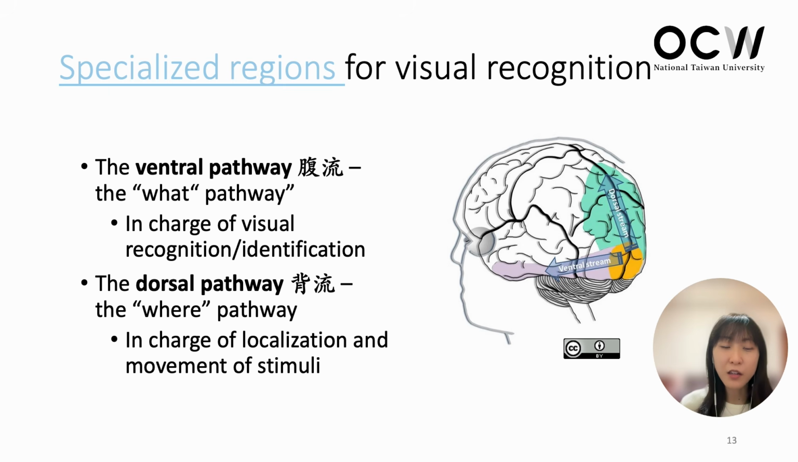This is a closer look at the specialized regions. The ventral pathway is the what pathway, in charge of recognizing things. The dorsal pathway is the where pathway, which is important in localizing things.